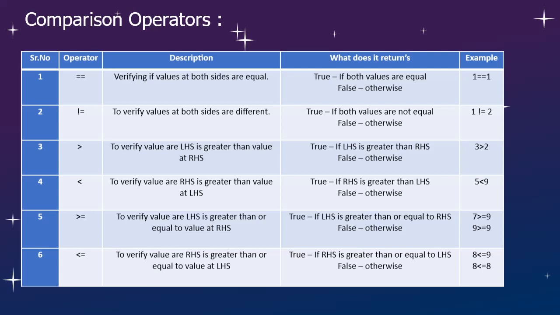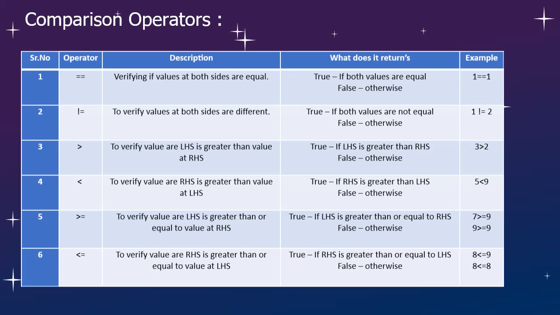The next operator is not equal to. If you want to verify that both values at the left hand side and right hand side of the expression are not equal, this operator will return you a true value. For example, 1 not equal to true, so this operator will return you a true value. But if you write 1 not equal to 1, then this operator will return you a false value because 1 is actually equal to 1. You are trying to state that 1 is not equal to 1, so in that case it will return you false. The third operator is the greater than operator.